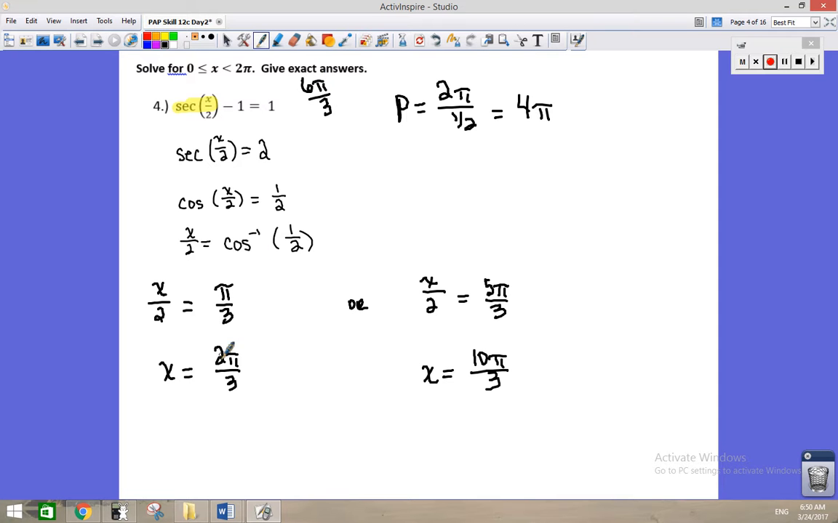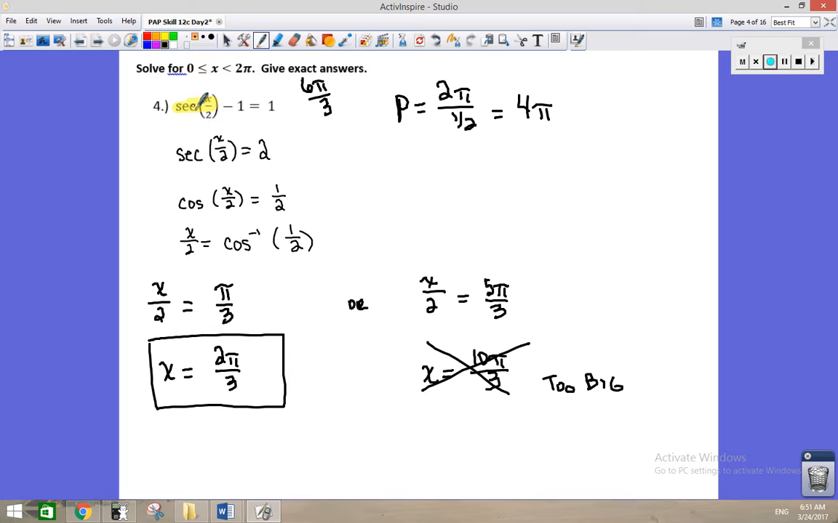Well, you see that 2 is less than 6, but over here 10 is greater than 6. This is a solution to the equation, but it's not less than 2 pi. So they do not want this solution. It's too big. So the only solution that we have that's between 0 and 2 pi is this 2 pi over 3.